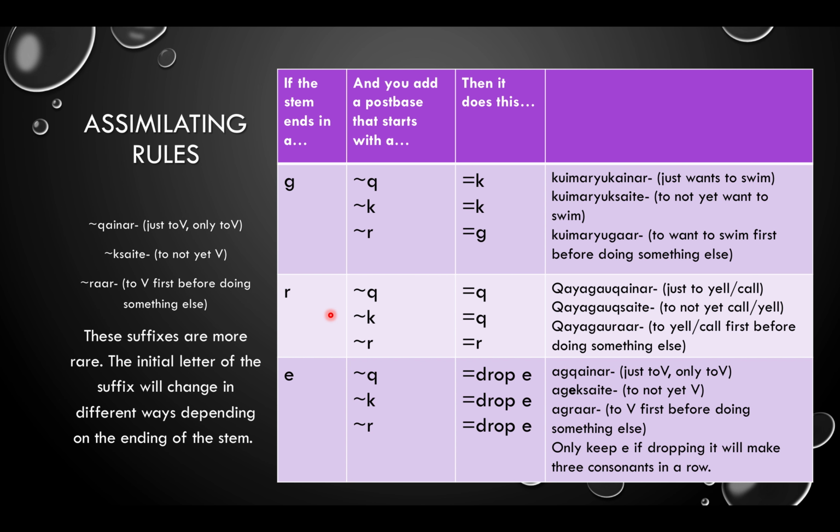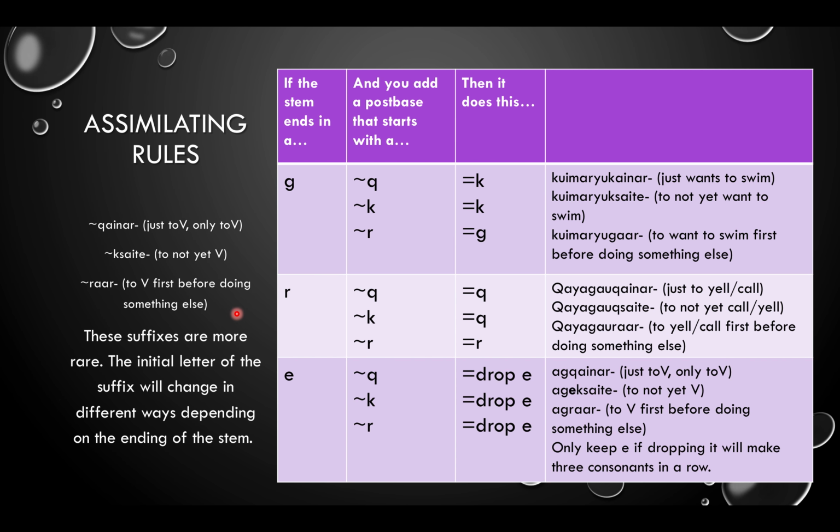Okay. And then if the stem ends in an R and you're adding a Q, then it stays a Q. So we have kayahokenachtwa, I'm just yelling or calling. If you're using that R ending stem and adding a K beginning like sate, then you're going to change the K to a Q. And here we have an example. Kayahokenachtwa. So to not yet call or yell.